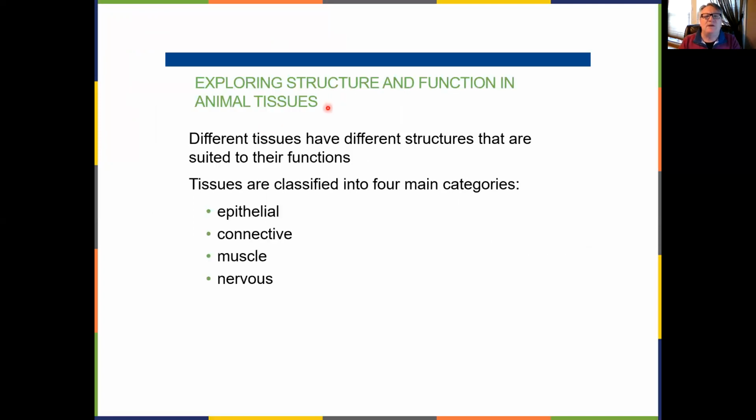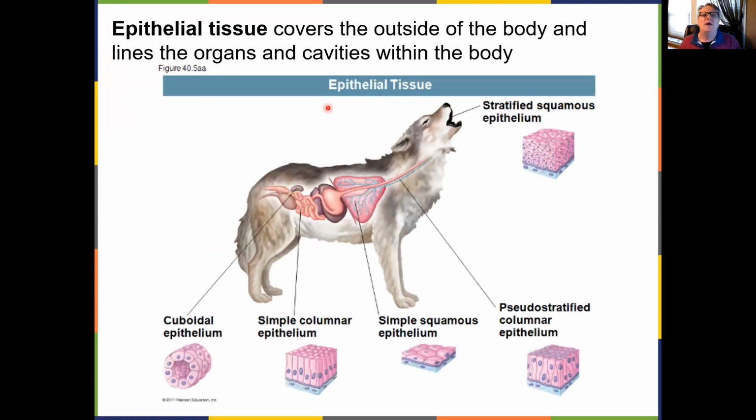So the different tissues we're going to talk about with animals are epithelial and connective, which versions of those are also seen in plants and in fungi. But the two that are unique to animals are muscle and nervous tissue. So let's start with epithelial tissue.